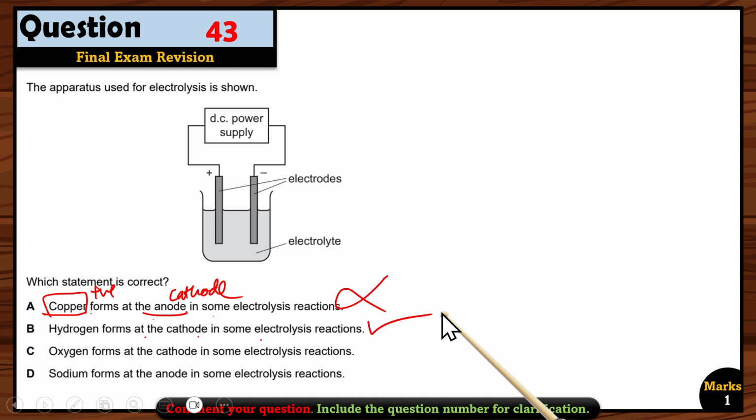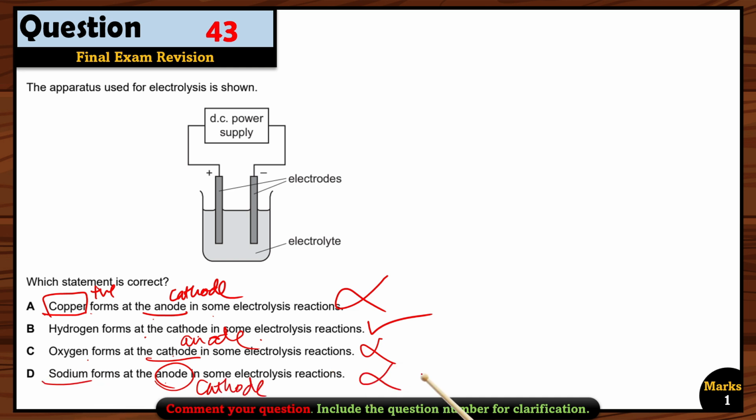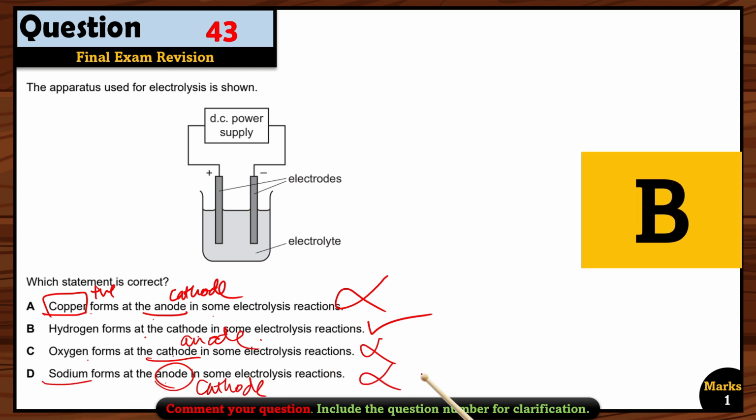Hydrogen forms at the cathode in some electrolysis reactions. Yes, that's right. Usually in an aqueous solution, you will get hydrogen at the cathode. Oxygen forms at the anode. So that option is also wrong. Sodium forms at the cathode, because sodium is a metal, so it should be formed at the cathode, so that's also wrong. So we are only left with option B. So option B is the right option.